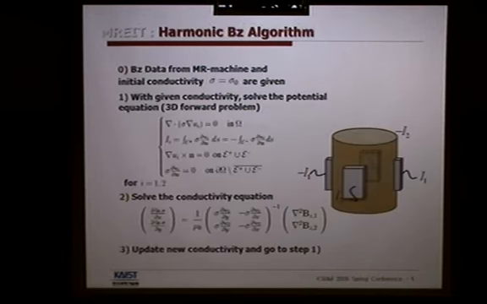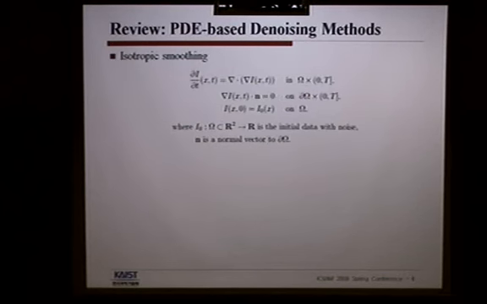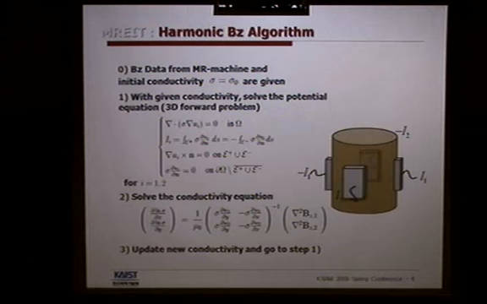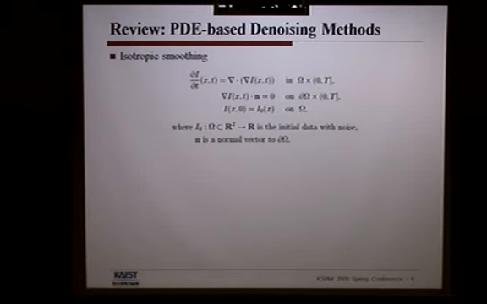If you look at that, this BZ comes from the MR machine, and it also has the Laplacian of BZ. That means we take second derivatives. That means if BZ has some machine noise, then we have lots of trouble here. So we need to denoise this BZ data.